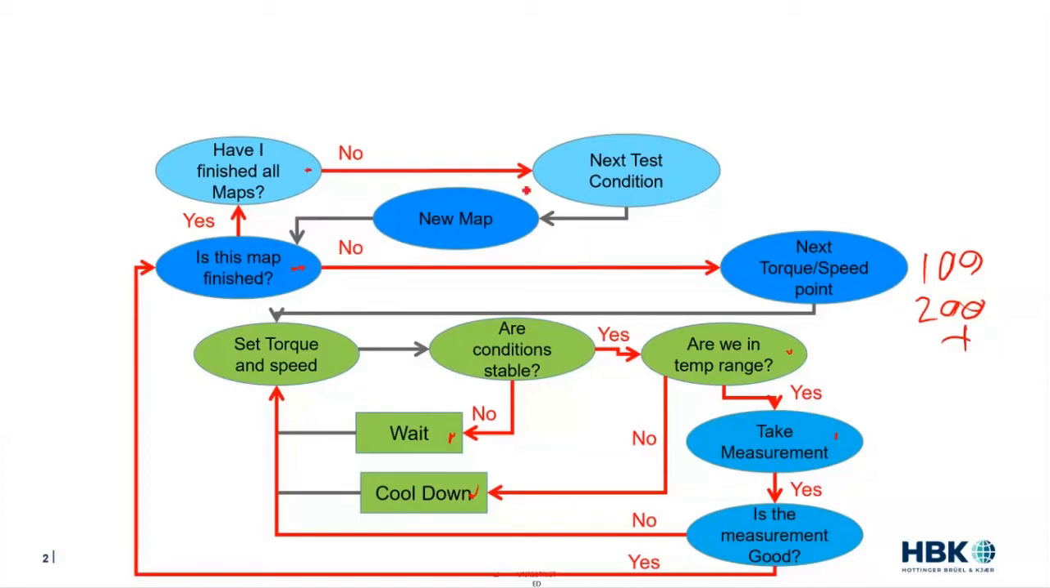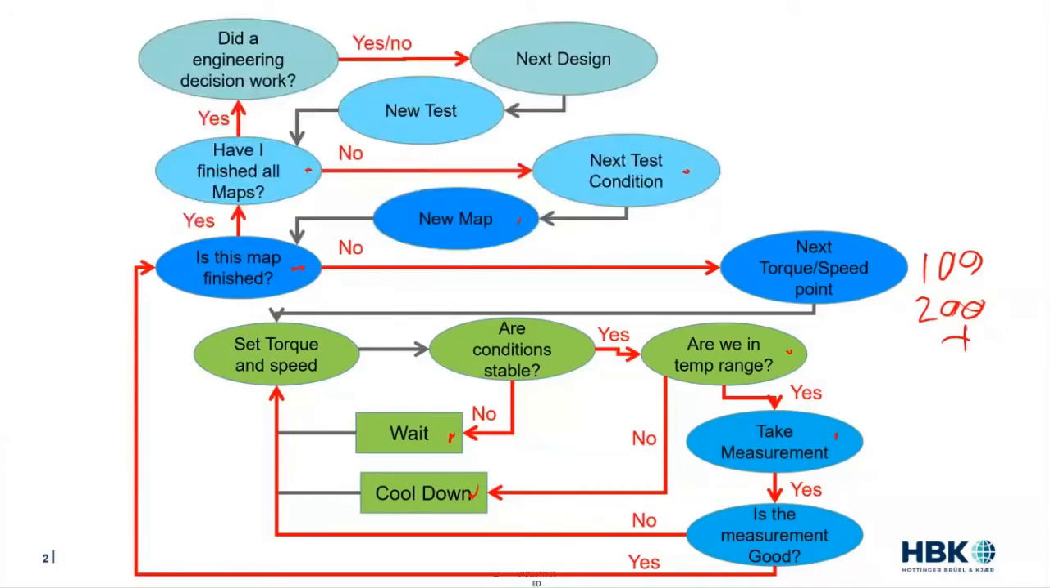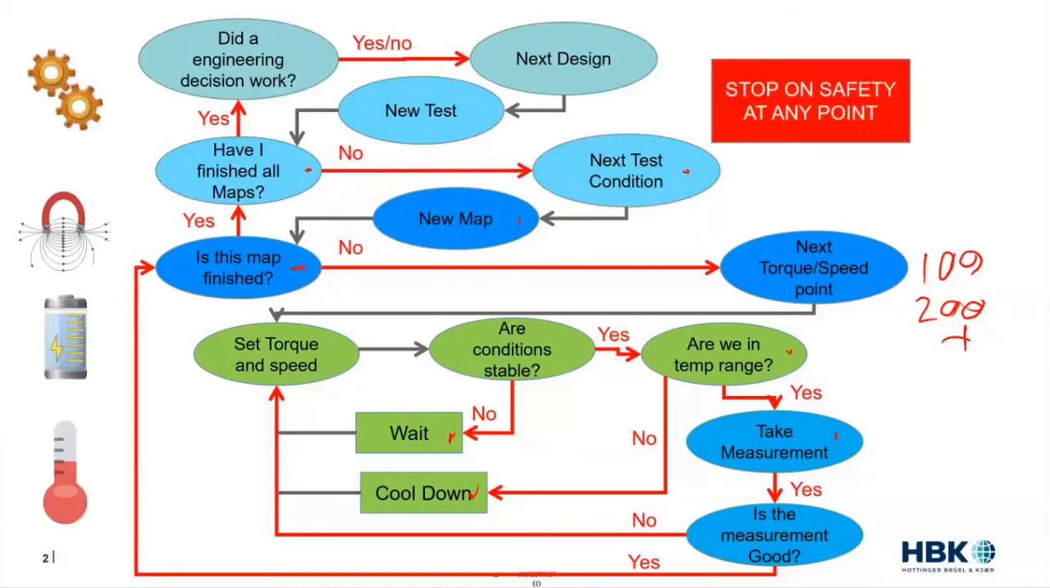So we have all these points we need to take. Now we have all these maps. And at the end of the day, we're validating an engineering decision. So we have to go through all our engineering decisions for all of our different maps, for all of our different set points. And this can end up adding up pretty significantly. And we always have to remember that these tests can stop at any point. Somebody opens the test cell, everything shuts down.